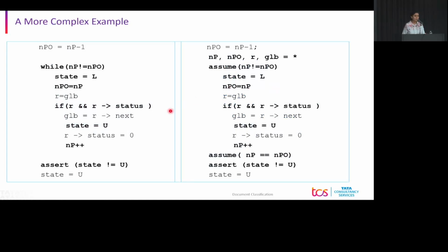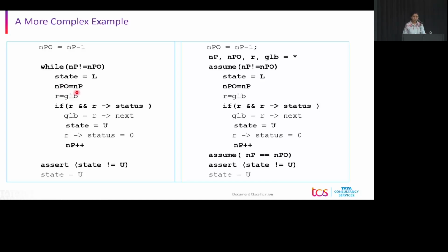Now let's look at a more complex example, which Venki also showed on his slides. There is a while loop which will be executed for as long as two variables, NP and NPO, are not equal. In every iteration, NP and NPO are given the same value. But there is one block of code here which is executed conditionally where NP is incremented, and therefore NP and NPO are not the same anymore, and this loop goes on till whenever NP and NPO are the same.